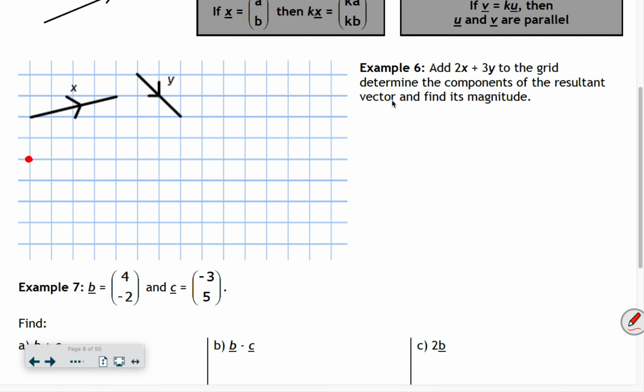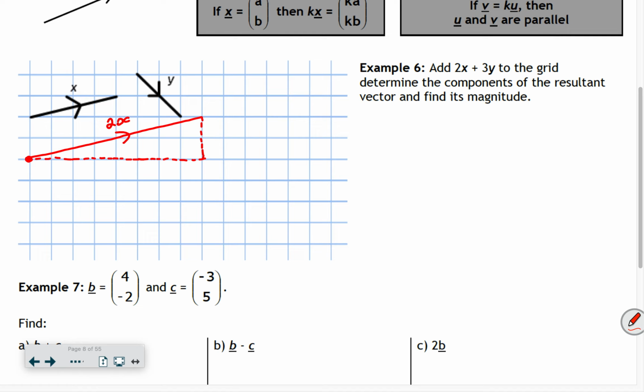What we're going to do here is add the vector 2x plus 3y to this grid. So all I'm going to do is double the x components. For this vector x, it was made up by going 4 along the way and then 1 up. So if I double that, I'm going to go 8 along the way and 2 up. Let's do that first. So go 8 along the way: 1, 2, 3, 4, 5, 6, 7, 8. And then 2 up. And that goes to there. So that there is vector 2x.